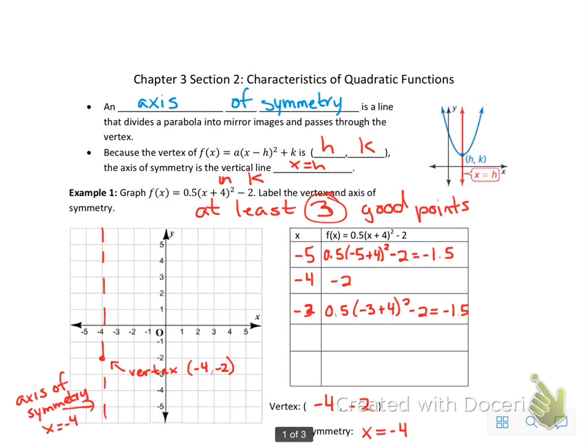So we plot those points. We have (-5, -1.5), which is about there, and (-3, -1.5), which is about there.